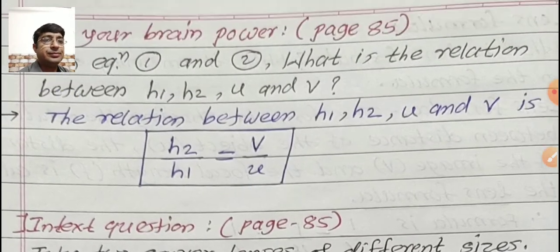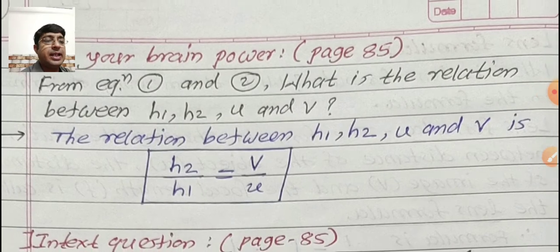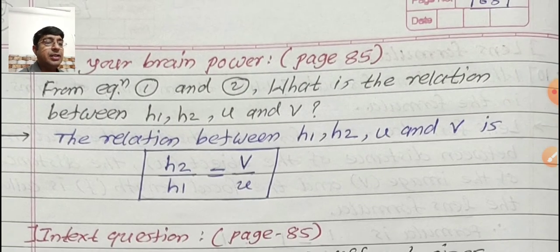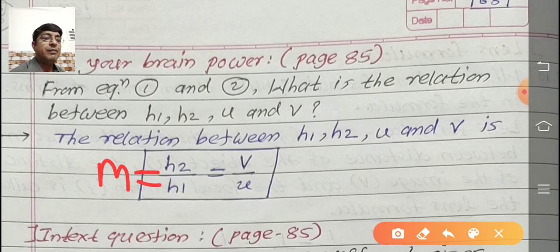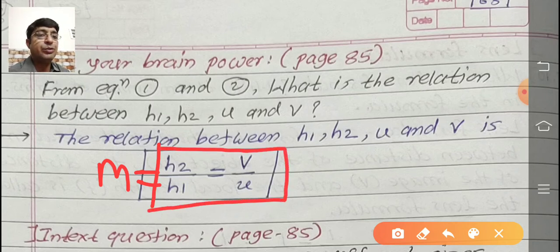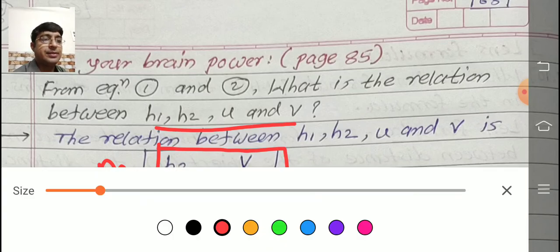Check here. The relation between h1, h2, u and v from equations 1 and 2 is magnification. Magnification m is equal to h2 upon h1, as well as magnification equal to v upon u. So h2 upon h1 is equal to v upon u. That is the relation between these four terms.